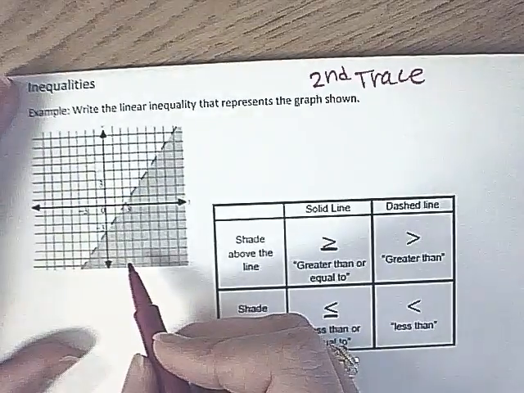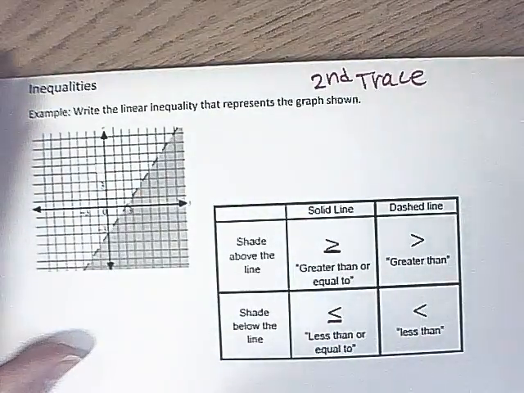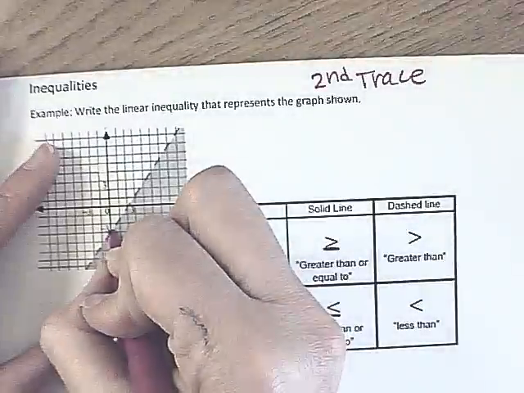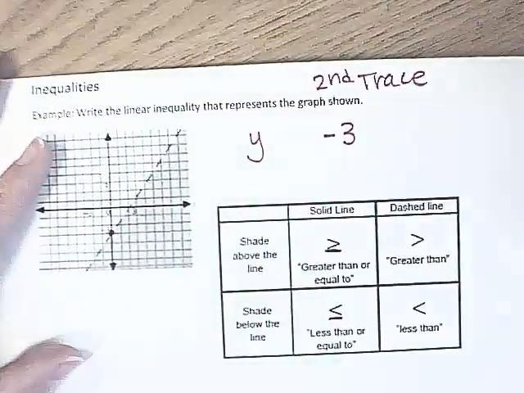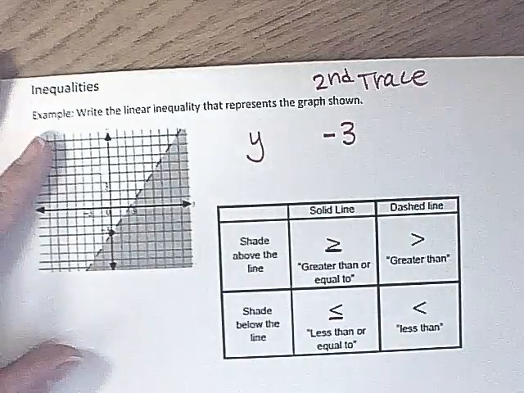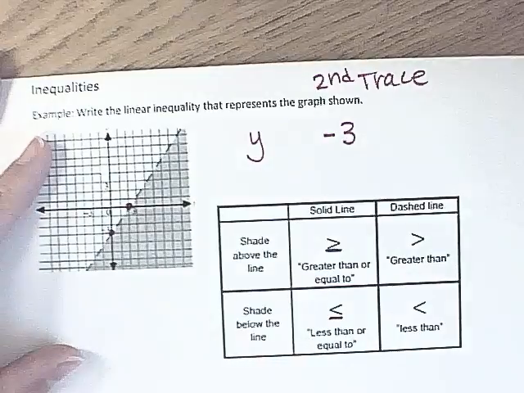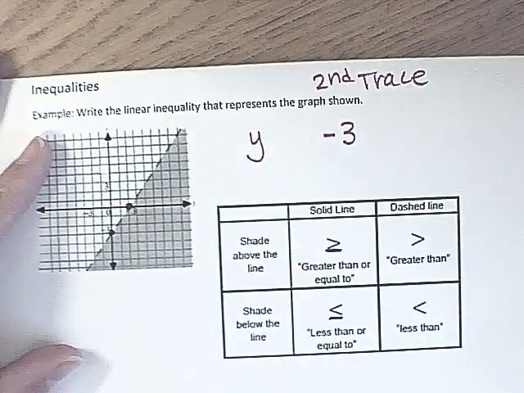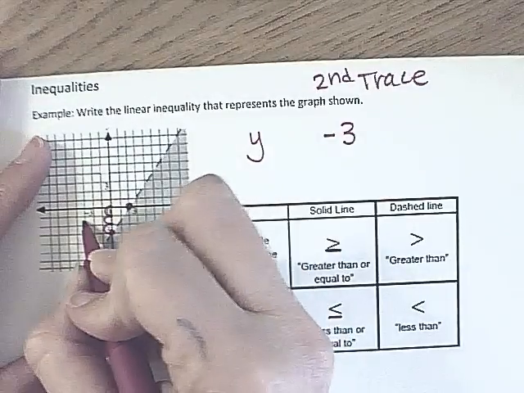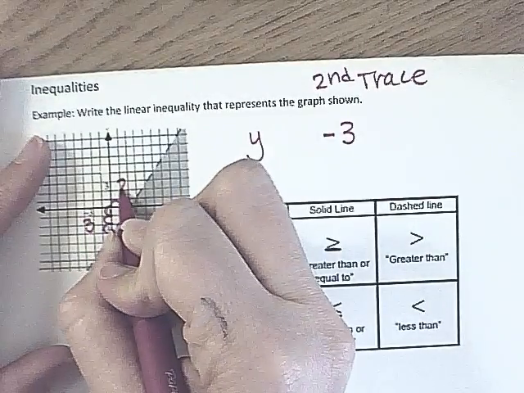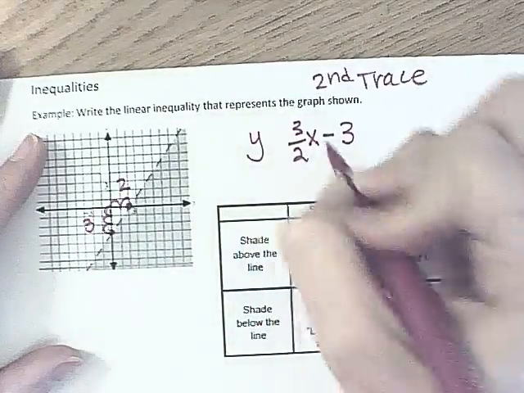When I go to write the linear inequality, I want to write it in slope-intercept form, because that's the easiest way to write a line. I'm going to start by looking at my y-intercept, which is negative 3, and I'm going to put that in the b position. And then I need to pick another point to be able to calculate my slope. I'm picking a point right here because I can see that that's where it goes through the graph. And I'm going to calculate the slope by counting my rise over run. I go up 3 and over 2. And so my slope is 3 over 2 times x.